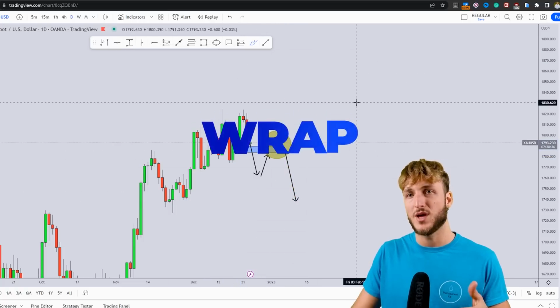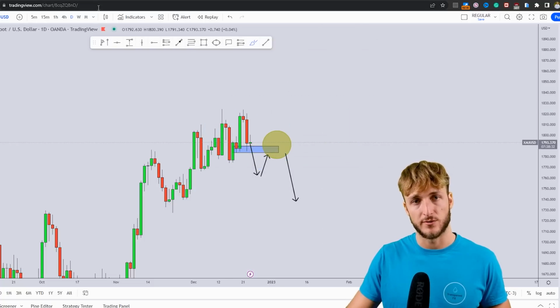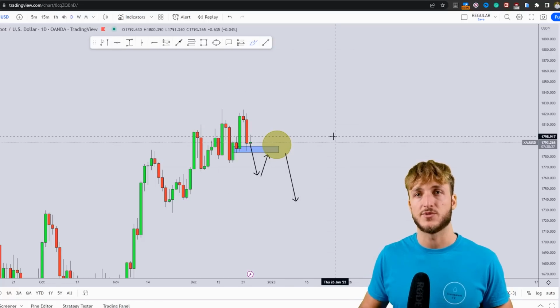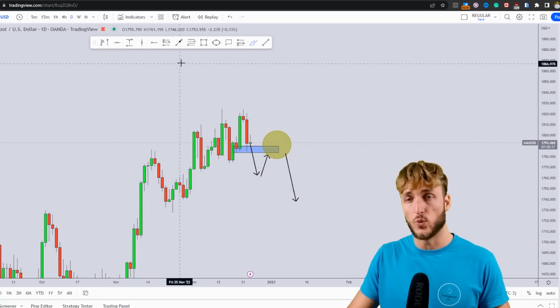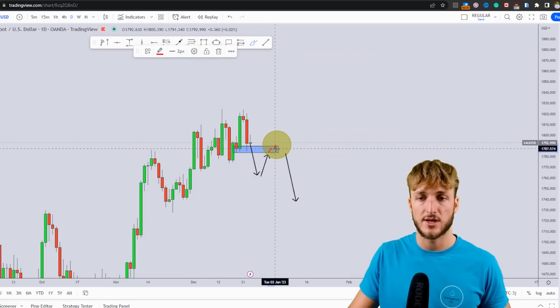Now, how we could be approaching that move? As usual, trading is reactive and not predictive. The monthly, weekly, and daily combined with the COT data, those are the best time frames from a directional perspective. However, when it comes to confirmations and entries, the best time frames are the intraday time frames, so 4 hour and lower.